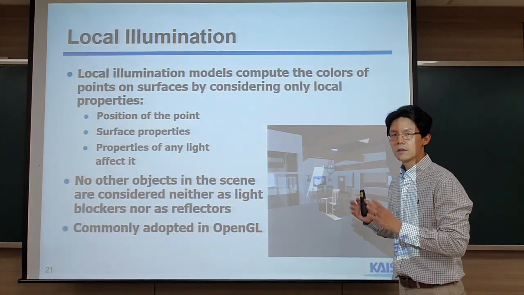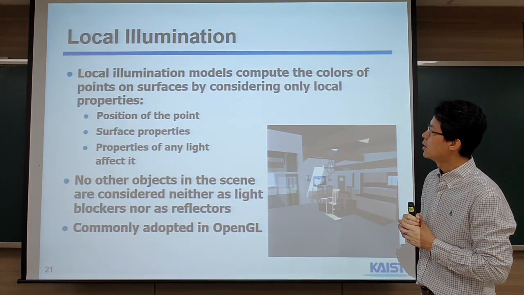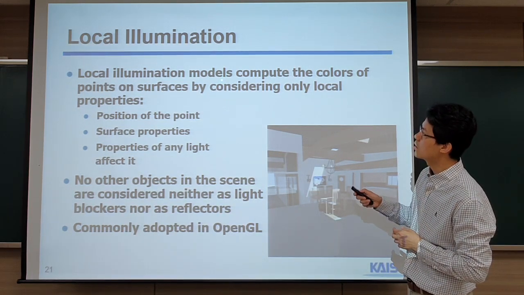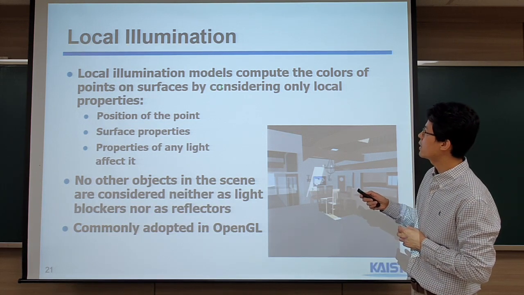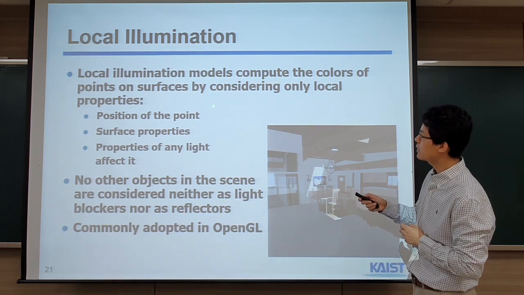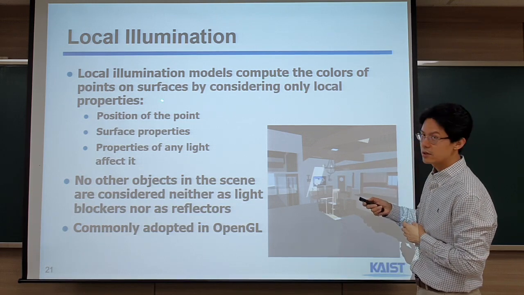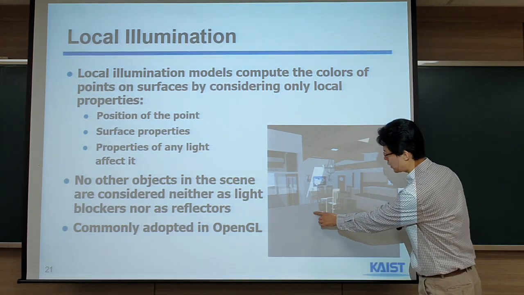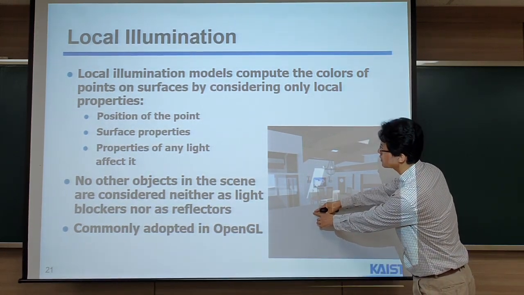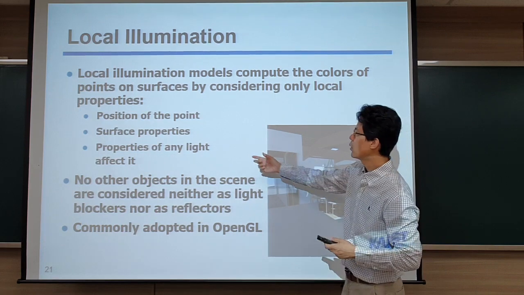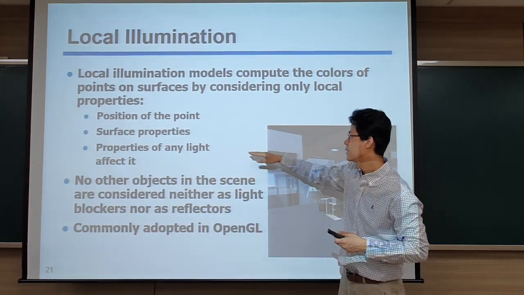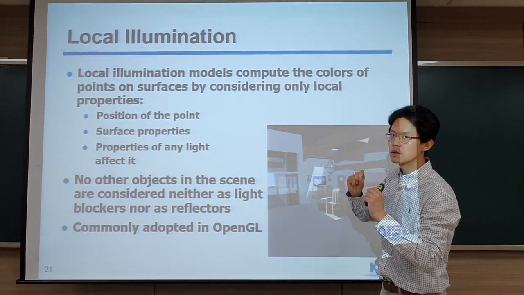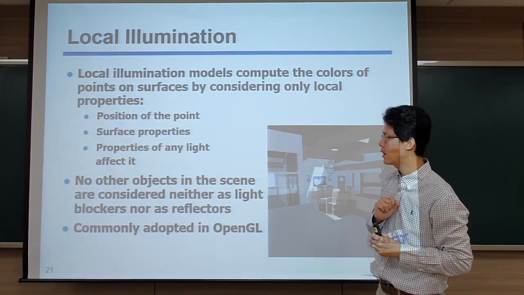Okay, so far we talked about some of the most common illumination models, but all the techniques that I talked about so far are more or less local illumination. A local illumination model computes the color of a point or surface by considering only local properties. In other words, we only consider the position of the point. Suppose I want to compute the color here, I only consider the position of this point, and the surface point properties over there, and the properties of any light affecting it, right? So basically, we only look at the data that are locally available.